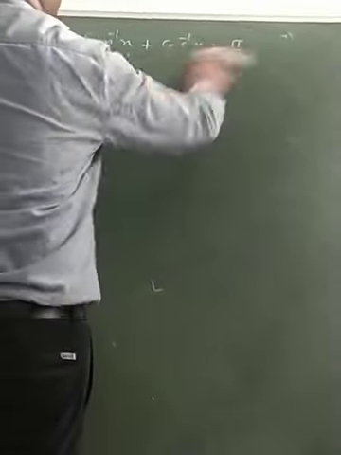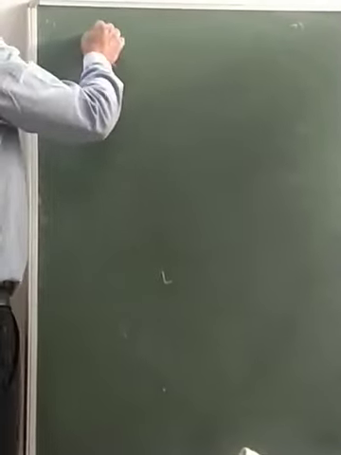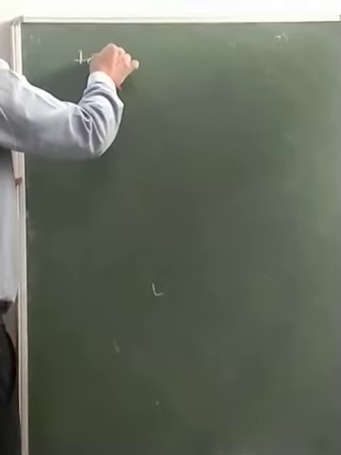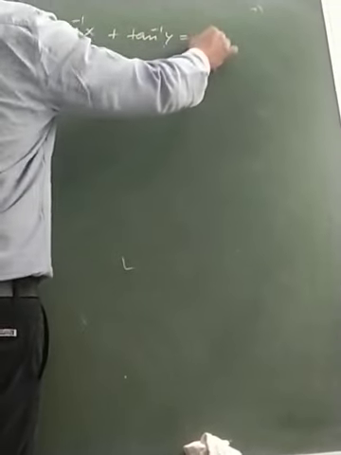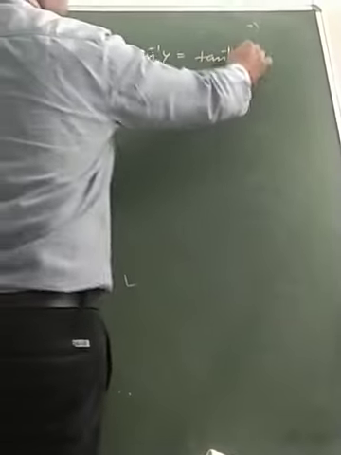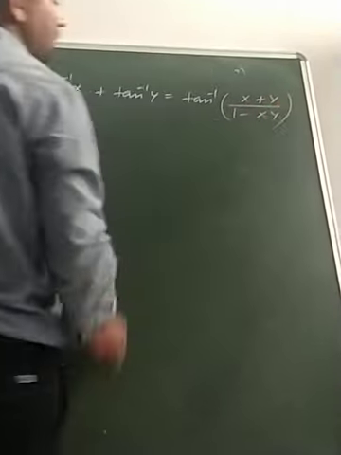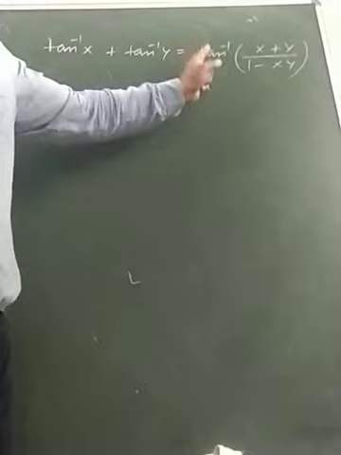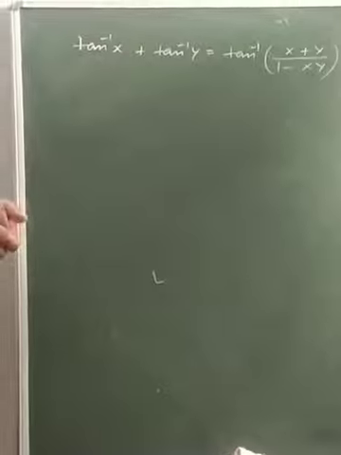Next is the most important property. Board always gives a question based on this property. Tan inverse x plus tan inverse y is equal to tan inverse of x plus y upon 1 minus xy.